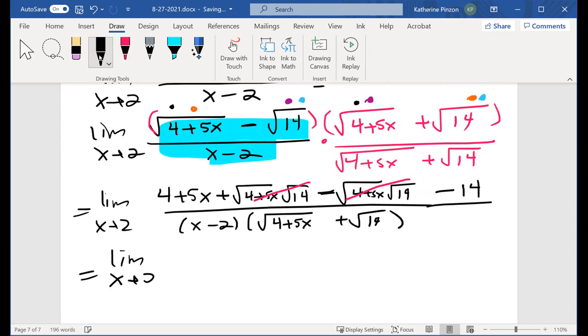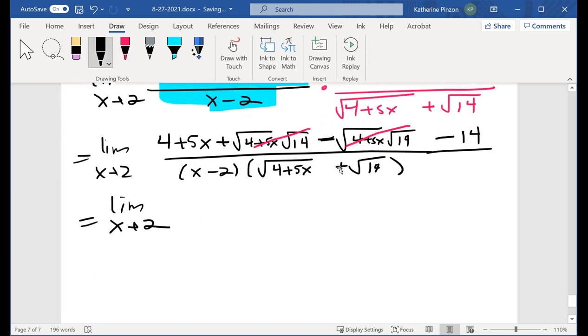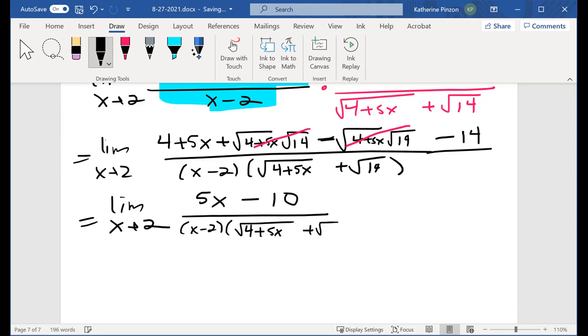Limit as x approaches 2. In the top, I have 4 plus 5x minus 14. So that's 5x minus 10, because 4 minus 14 makes negative 10. X minus 2, and then this whole big thing here. So remember, I was trying to get rid of this x minus 2, yeah? It still didn't go away. What should I try next?